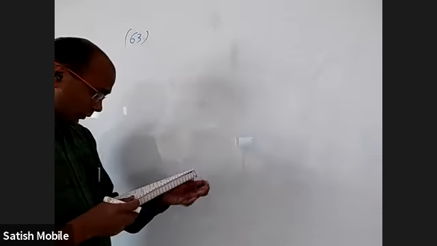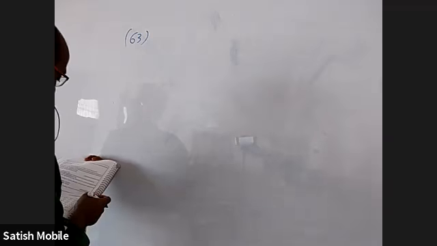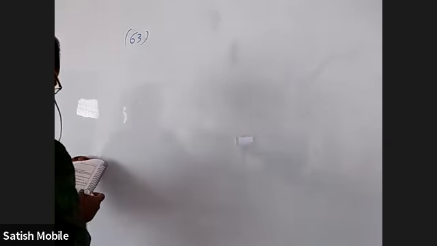Okay, 63. F of x is x mod x, g of x is sin x. They want h dash x to be continuous at x equal to 0, but it is.